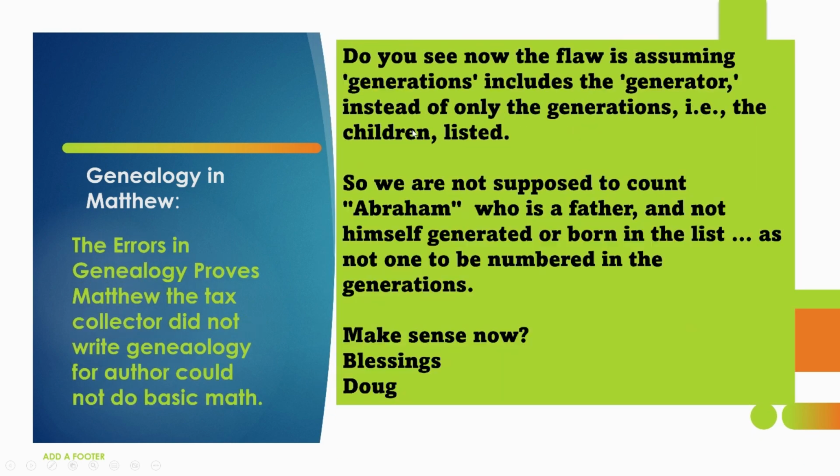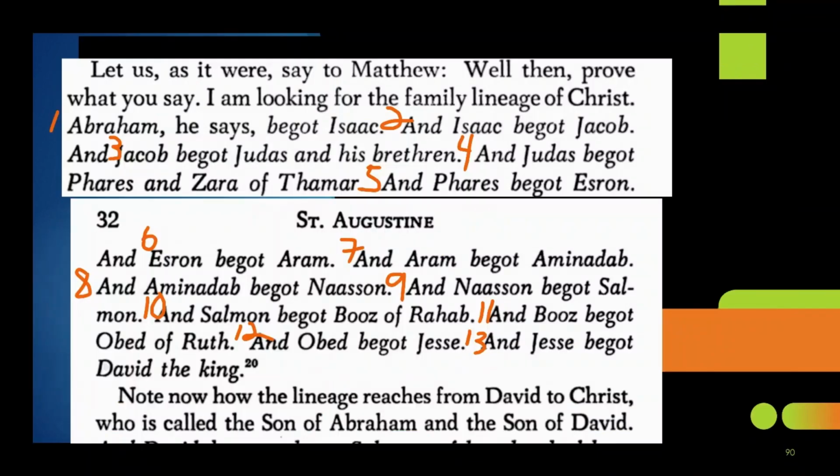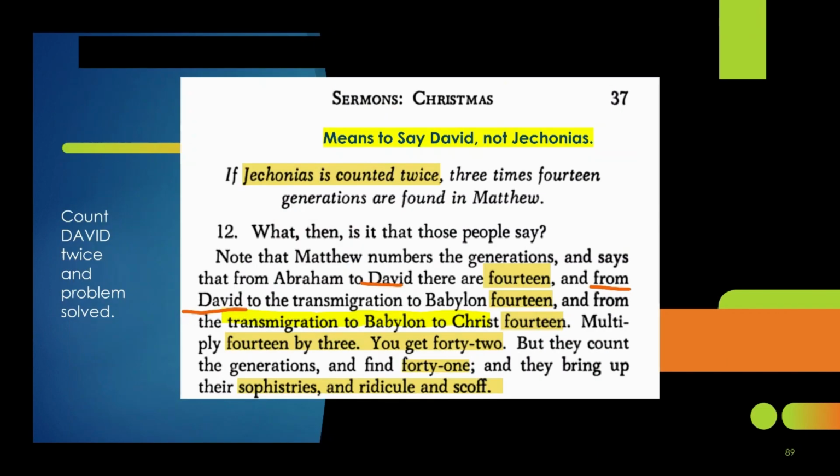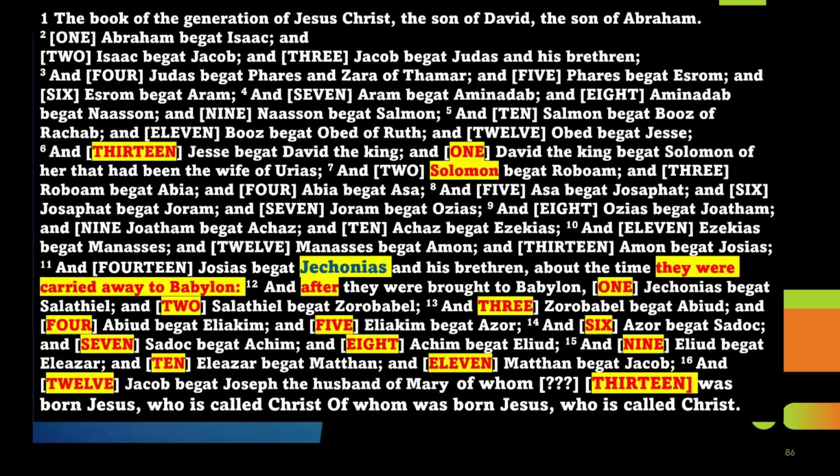So let's just go back and see that real quickly. If we are looking at David's generation, in the middle here where it says 1 in big yellow, all caps: David, the king, begat Solomon. You count this as one generation because you're only counting Solomon. You don't count David, just like when you're up here with Abraham begat Isaac, you only count one generation. That's Isaac. You don't count Abraham. Same principle. You follow the same principle in both.